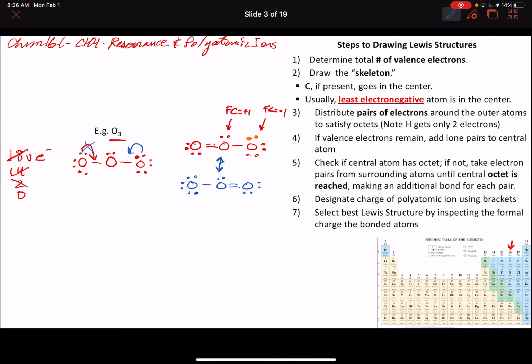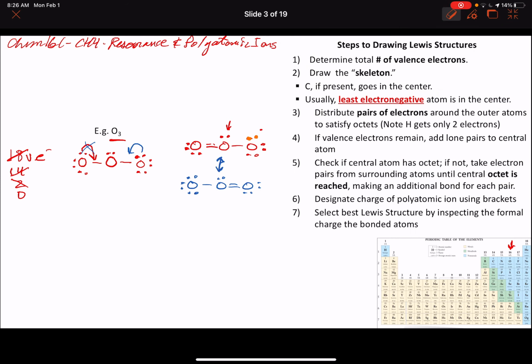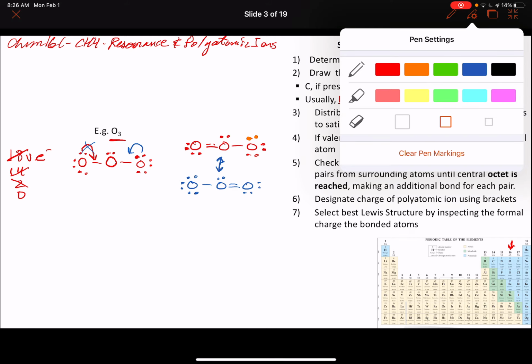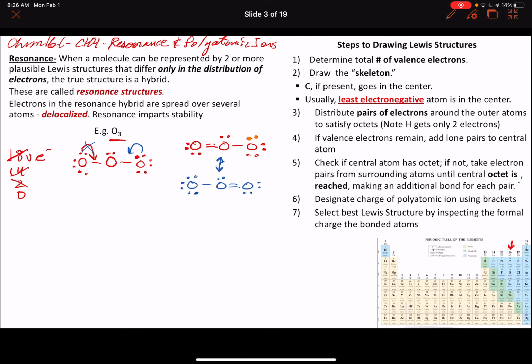Okay, so we'll just clean this up so we can get some notes for resonance here. Knowing that we have two correct structures that are valid for the ozone molecule. Resonance occurs when a molecule can be represented by two or more plausible Lewis structures that differ only by the distribution of electrons, and the true structure is a hybrid. So we've reflected that in this example of ozone.